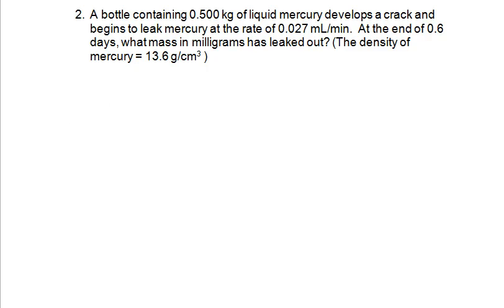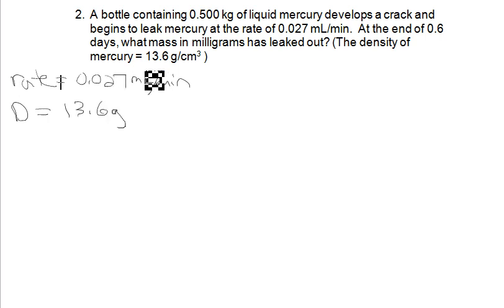Okay, we have a problem here where we have a bottle and it's leaking some liquid mercury, and they give us a rate. So the rate here is 0.027 milliliters per minute. And this is a little different than the other ones that they've given to us. So this is density of mercury is 13.6 grams per cubic centimeters. They tell us the whole bottle that we have is 0.5 kilograms.